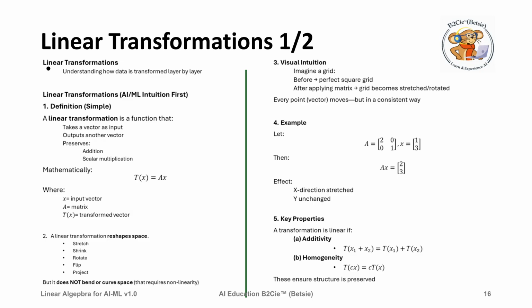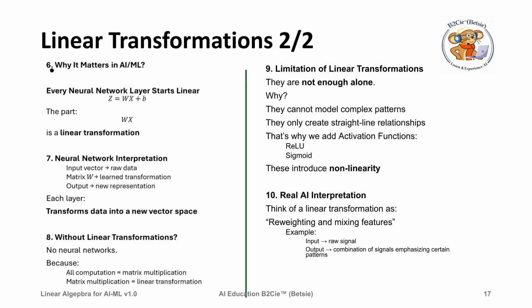It is important to note that a transformation is linear if it has both additivity and homogeneity properties. A transformation T is homogeneous if scaling the input scales the output by the same factor, where X is a vector and C is a scalar, and T is the transformation.